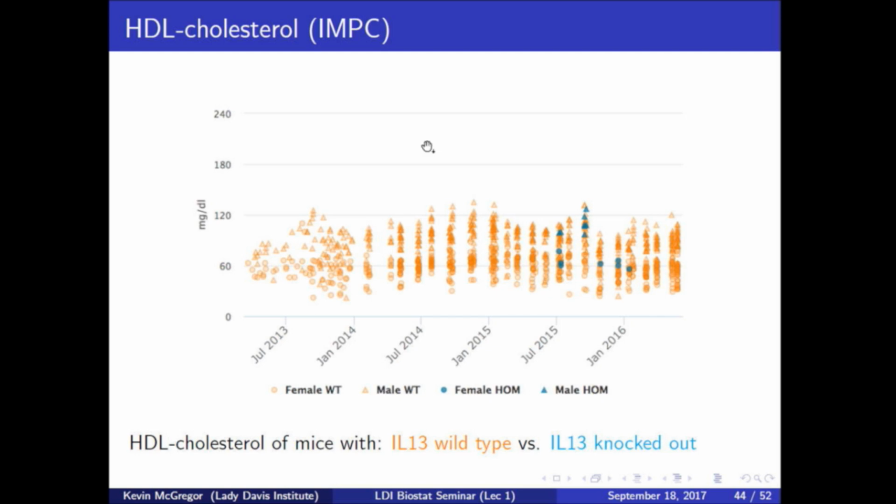And we're looking at, on the y-axis, the measured value of HDL cholesterol. And on the x-axis, you can just ignore that, it was just the date that measurements were taken. So the orange is the wild type, and the teal is the knocked out gene. It's a little bit difficult to tell based on a plot like this what the differences between these two distributions are. Maybe the knocked out mice have a higher HDL cholesterol on average. It's really hard to say.